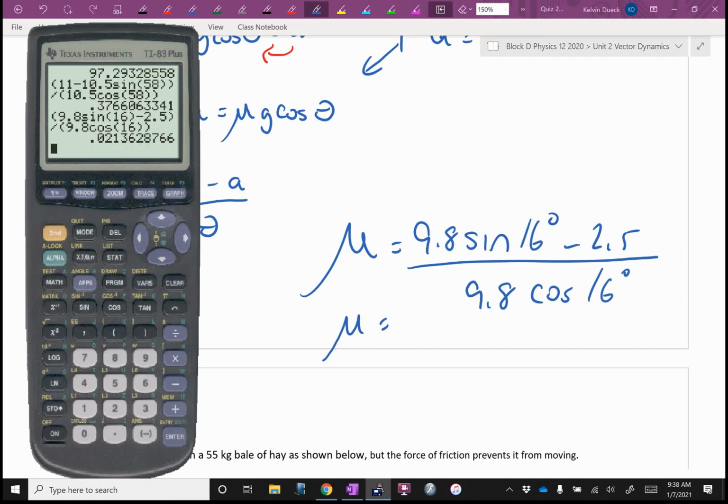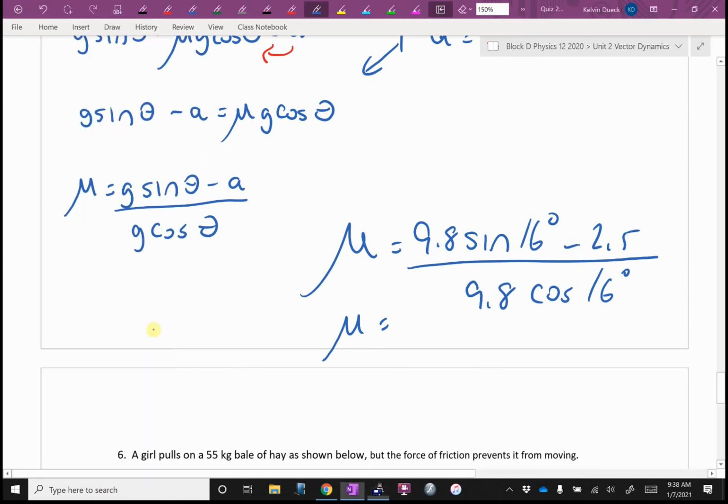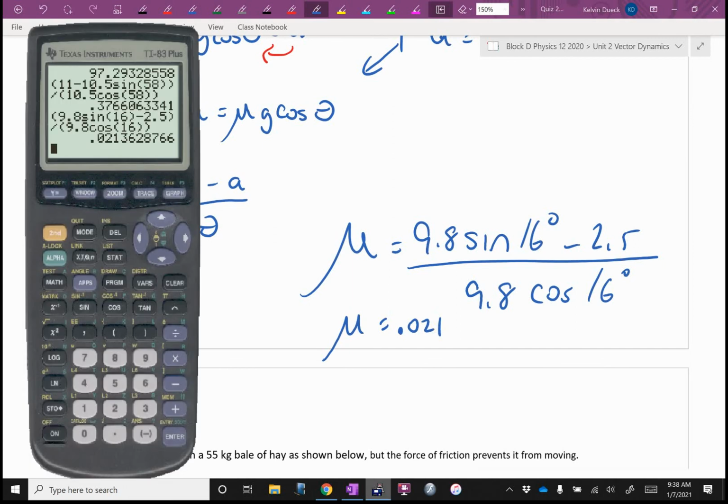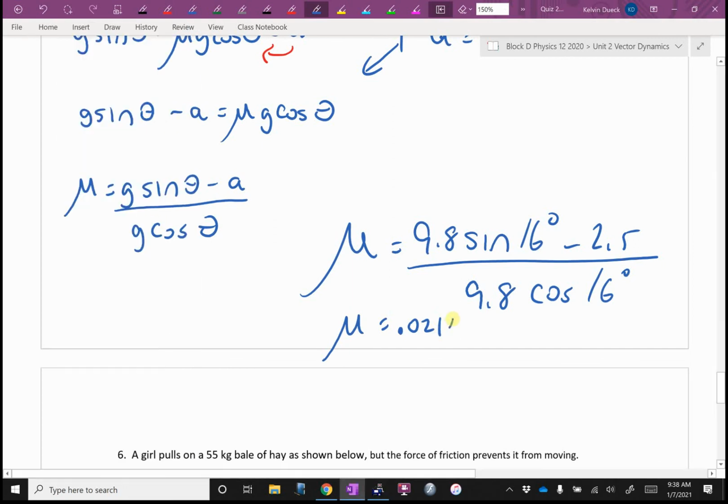Do you get 0.021? Which is small. Oh, no. Are we skiing on snow? It should be small. I'm okay with that. Actually, yeah, it should be close to 0 because snow is slippery. So 0.021. You could add one more digit if you wanted to, 0.0214 if you wanted to go to 3 sig figs. But whatever.